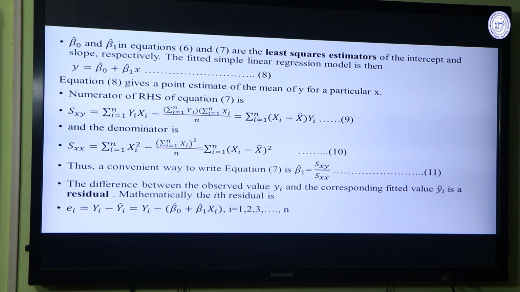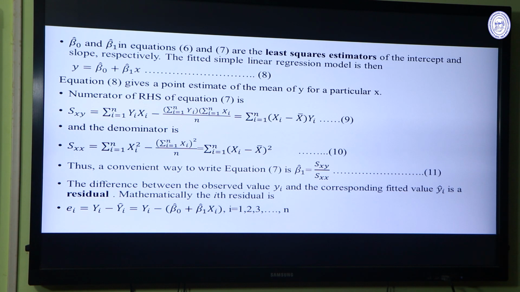And then the denominator is summation i equal to 1 to n xi square minus summation xi whole square divided by n. Once again, if we solve this it will lead us to summation i equal to 1 to n of xi minus x bar whole square. So, we denote Sxy as the numerator and Sxx as the denominator. So, a convenient way to write the value of beta 1 hat is Sxy divided by Sxx, which is denoted by equation 11.